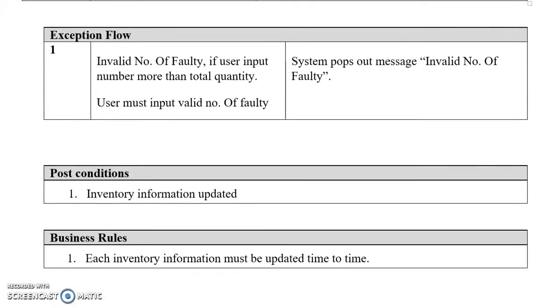In this case, we have one exception flow. Cause if user inputs the faulty inventory which causes the total number of that certain inventory. Now the post condition is to update. And the business rule is it should be updated time to time.